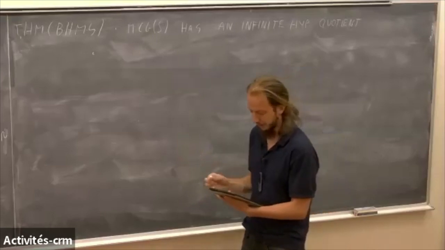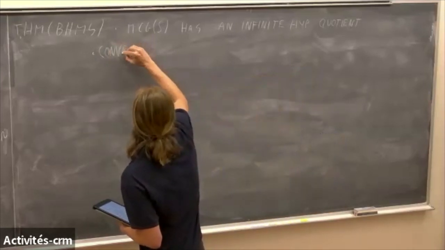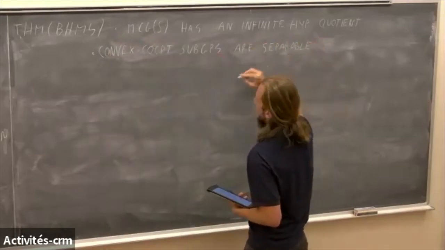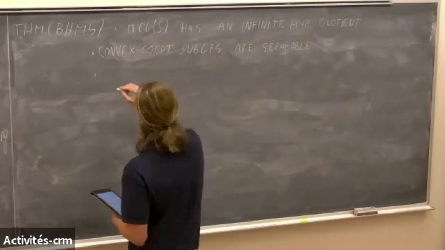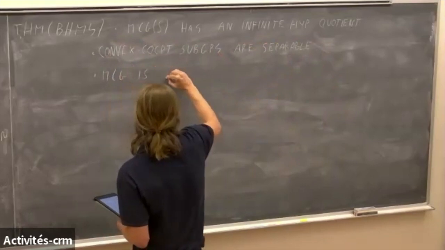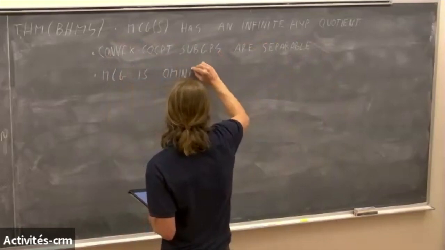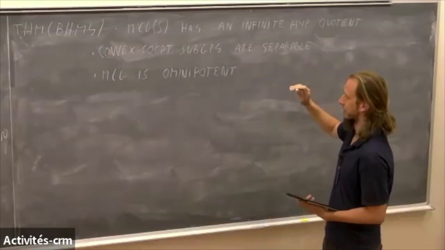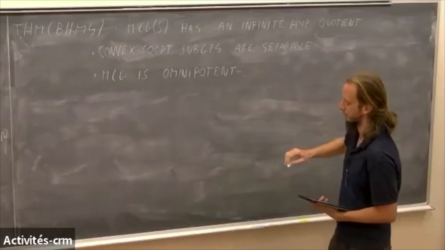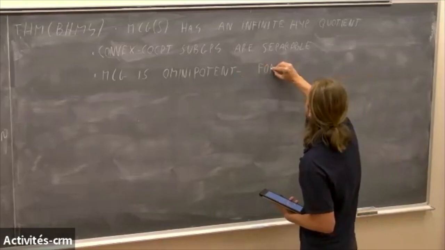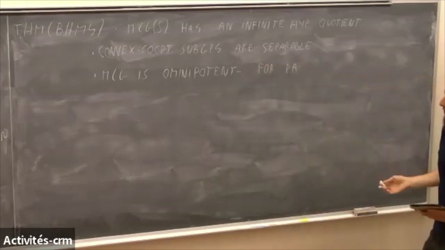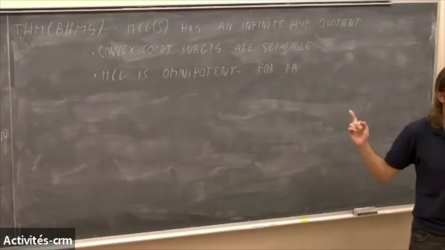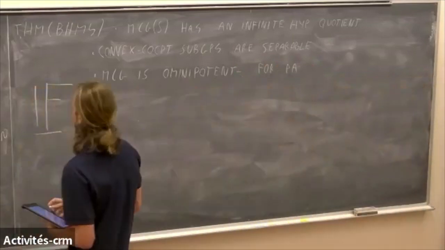So for example, Reid asked whether convex cocompact subgroups are separable. If you don't know what this means, it doesn't matter. And Bridson, Reid, and Wilton asked if the mapping class group is omnipotent for pseudo-Anosovs, which is related to some profinite rigidity questions, so it's not quite omnipotent. Let's say omnipotent minus for pseudo-Anosovs. So you can do lots of wonderful things. There's a big if. I'm not done stating the theorem.